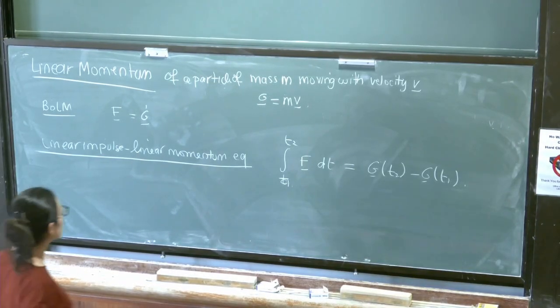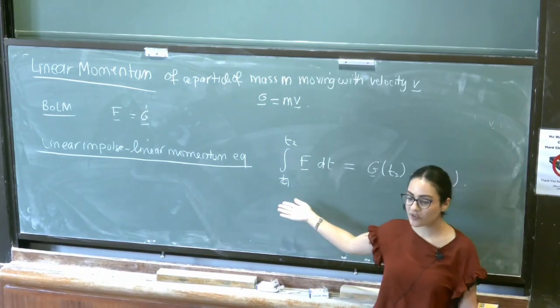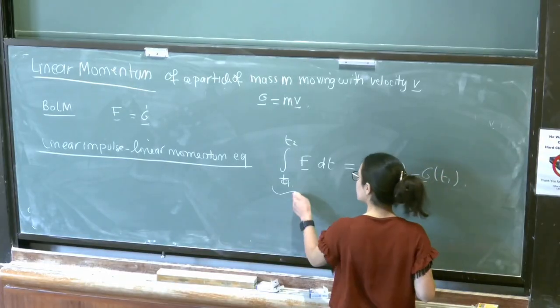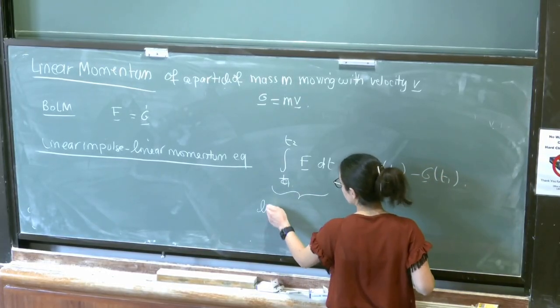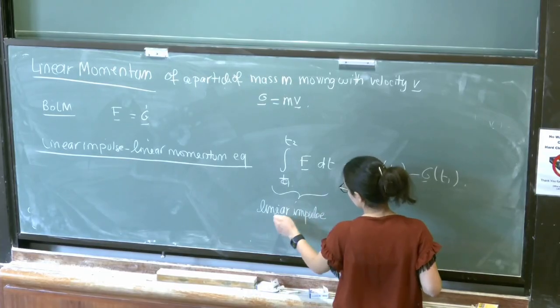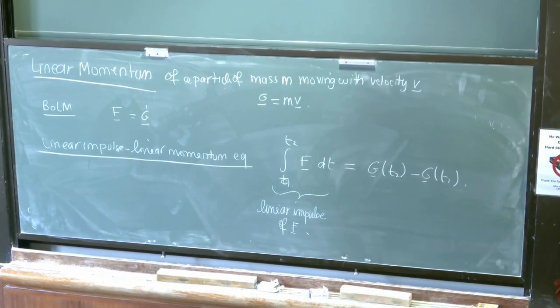So this one is more general. This term here, we already know, is called the linear momentum. So what is this term here called? Linear impulse, perfect. So that's the linear impulse of a force F.